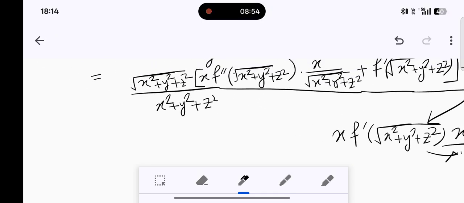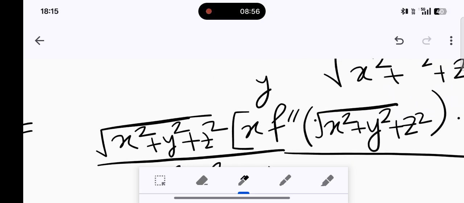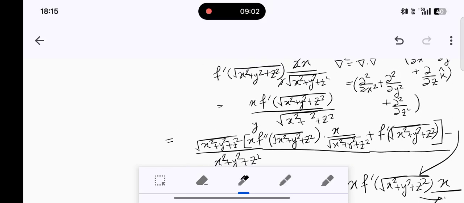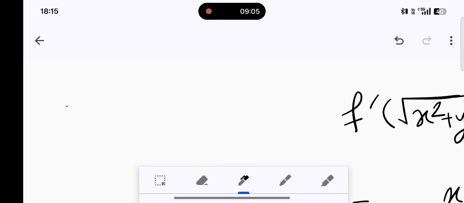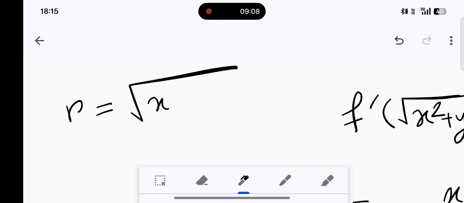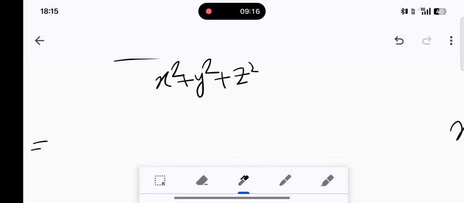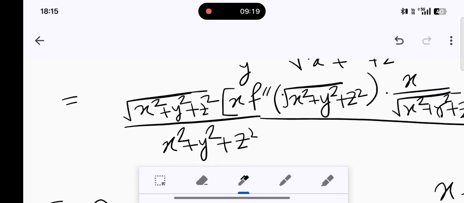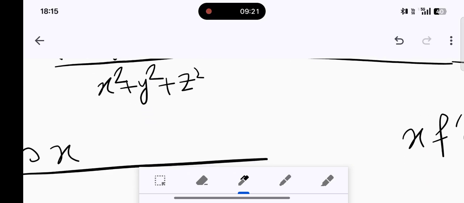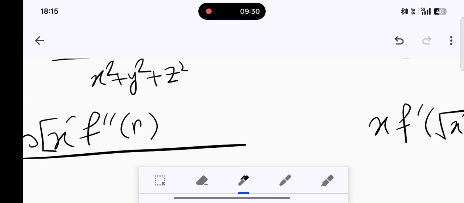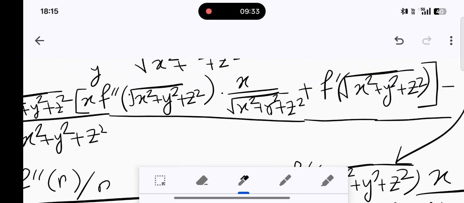Now I have to replace something here so that it becomes a little easier, so that you can understand it. Now, r is equal to root over x square plus y square plus z square, right? So we can replace this term with r. This will be r, this will be x, bracket, this will be f double dash r into x by r, this will be x square divided by r, right? x into x square, right?